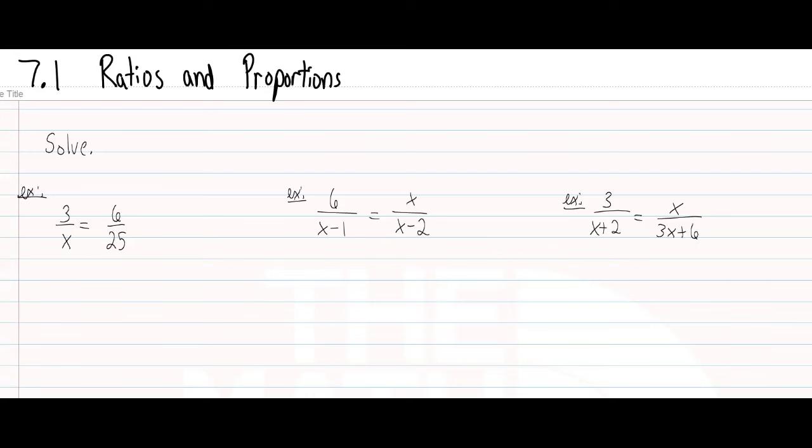This is Honors Geometry, section 7.1 on ratios and proportions. And we're looking at a few proportions here. Proportions are when you have one fraction equal to another one. And the way that we can solve these is to get rid of denominators.